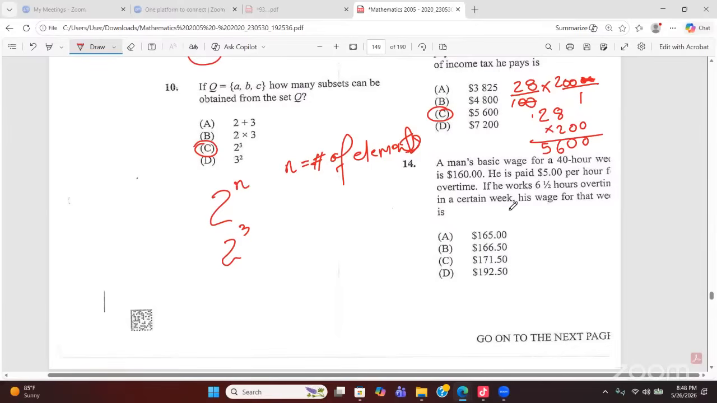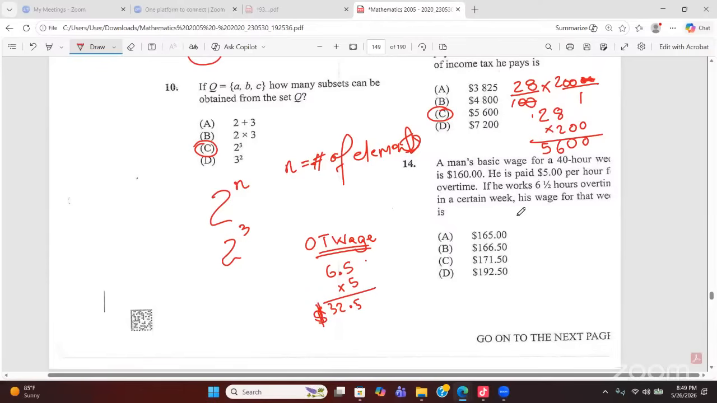So basically, if you want to know the amount of money he's going to take home that week, we want to find the overtime wage. Let's find this man's overtime wage. His overtime wage is simply equal to the time he spent on overtime times the amount per hour. This is going to give you $32.50. So he's making $32.50 on overtime.